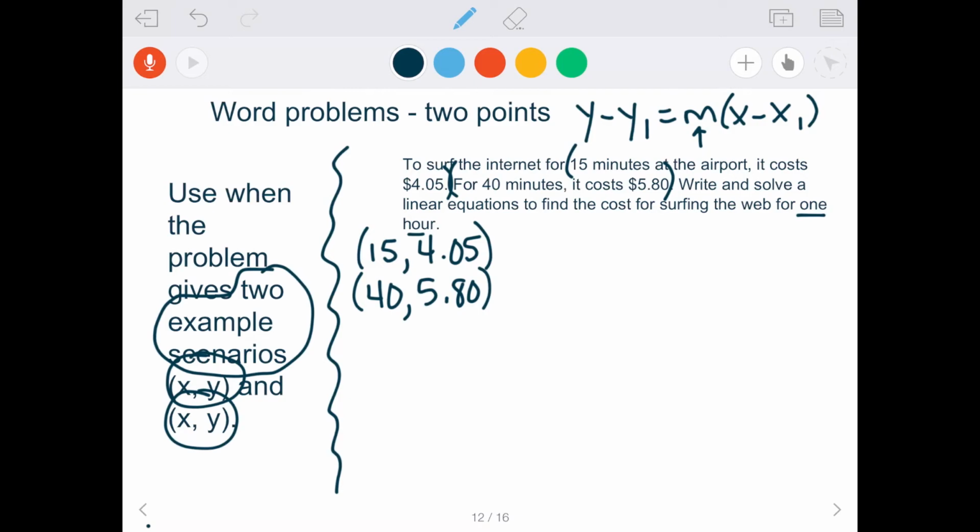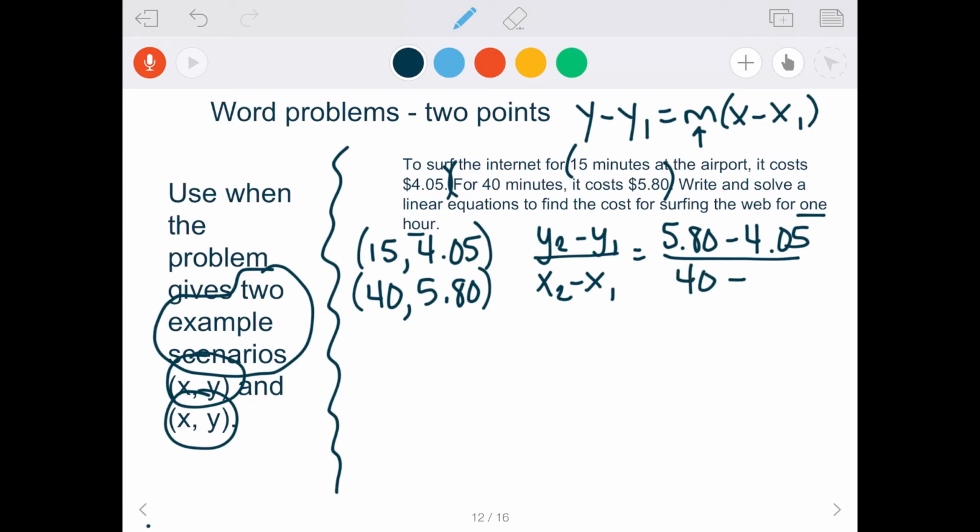First thing we need to do is find the slope here. So I'm going to use my slope formula. So y2, 5.80 minus y1 over x2 minus x1. Let's see, 5.80 minus 4.05. Whoops. I'm using my calculator on the side here, guys, rather than switch you back and forth to Desmos. 1.75 over 25.